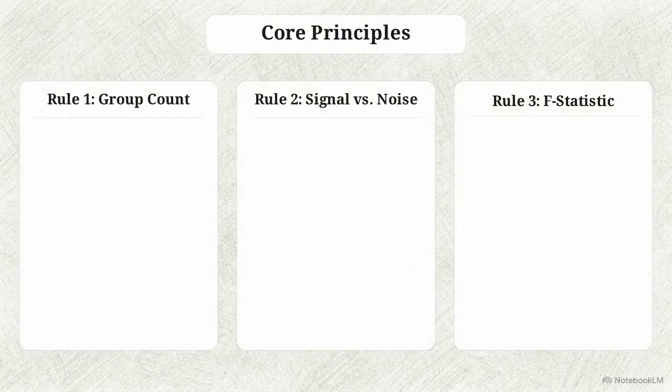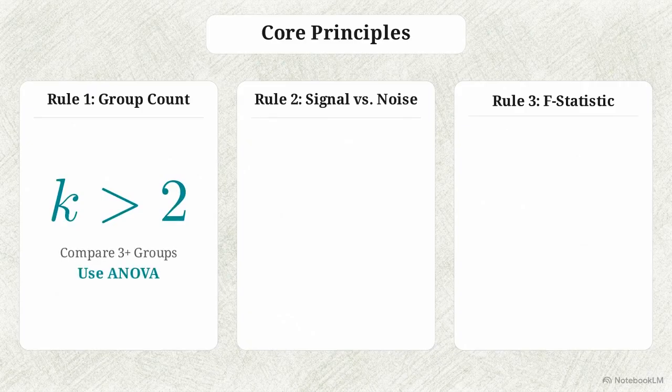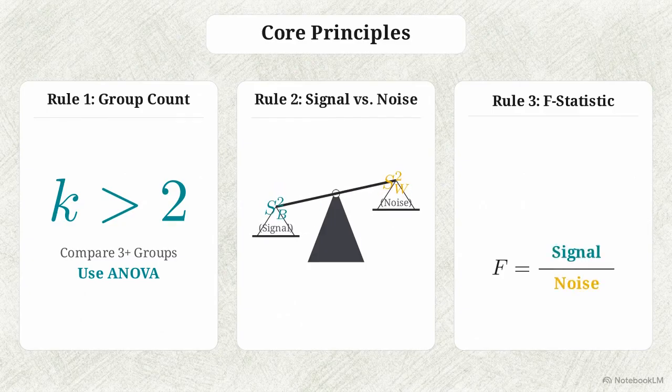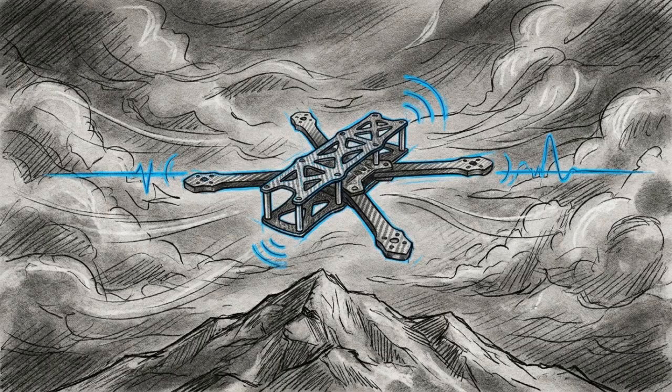Here is your test engineer cheat sheet. Rule 1. For more than 2 groups, use ANOVA to avoid compounding errors. Rule 2. Signal is variance between groups, noise is variance within. Rule 3. F statistic equals signal divided by noise. Bigger F means stronger proof. When making critical engineering decisions, ANOVA cuts through the messy variance of the real world, giving you an objective mathematical truth.